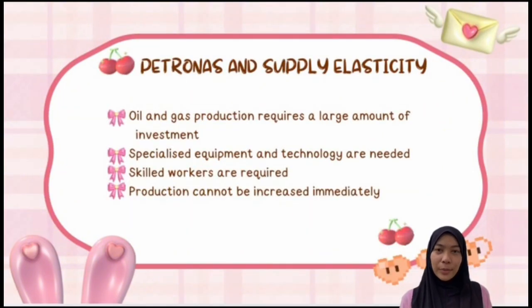Now, let's look at Petronas. Petronas is a Malaysian oil and gas company. Its supply is considered relatively inelastic. This means that even if oil prices increase, Petronas cannot quickly increase the amount of oil and gas it supplies.